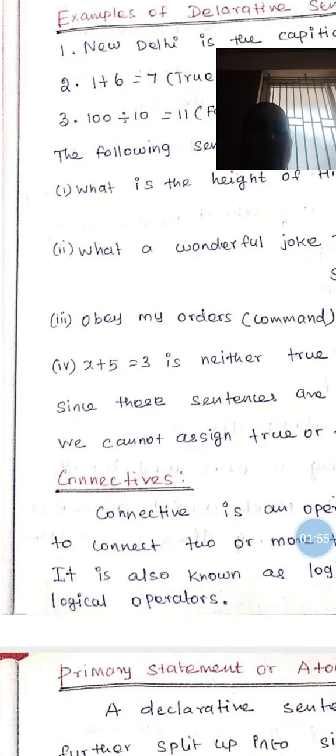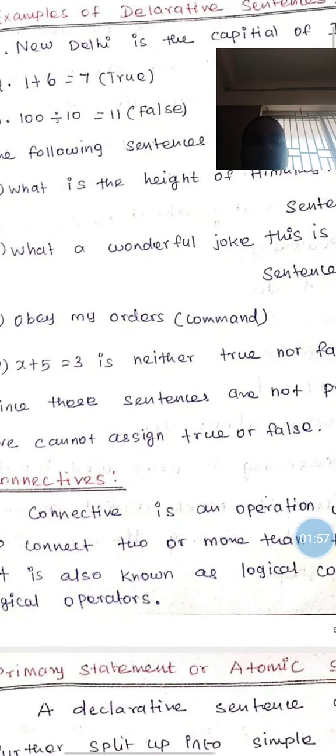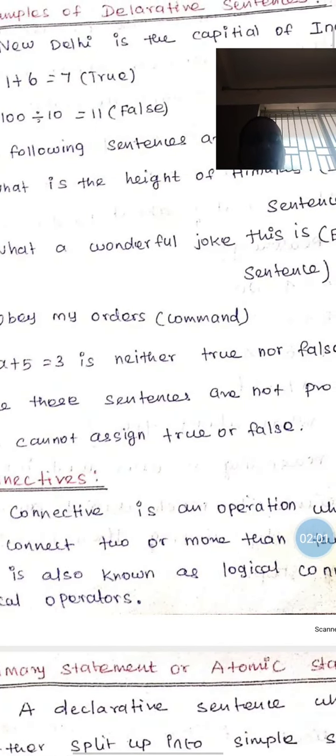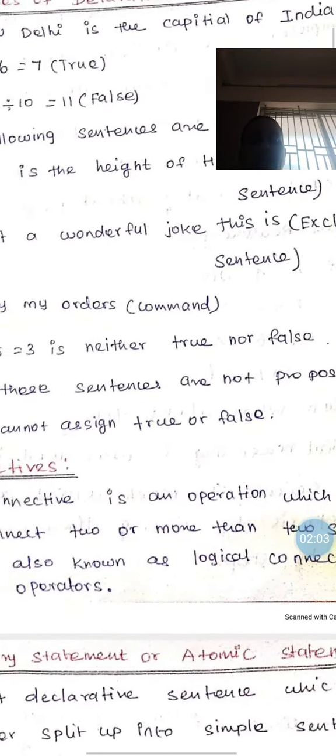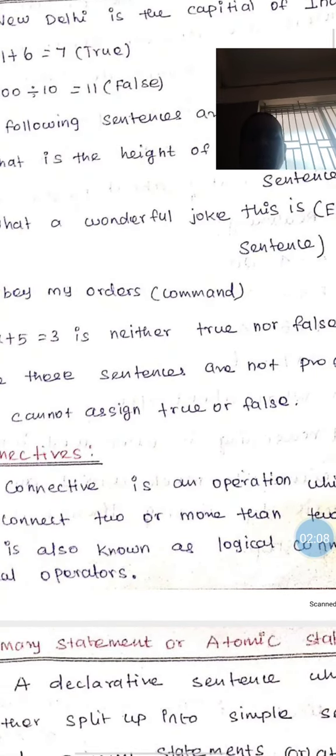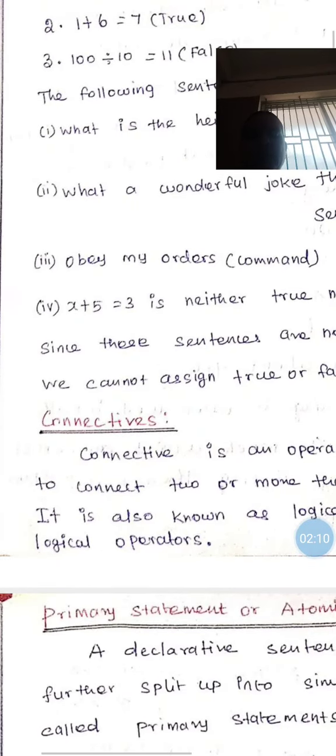Next is the definition of connective. A connective is an operation which is used to connect two or more statements. It is also known as logical connectives or logical operators.